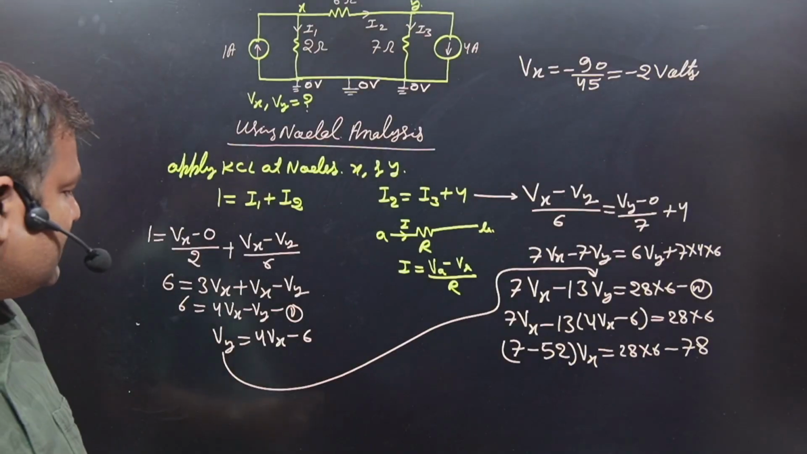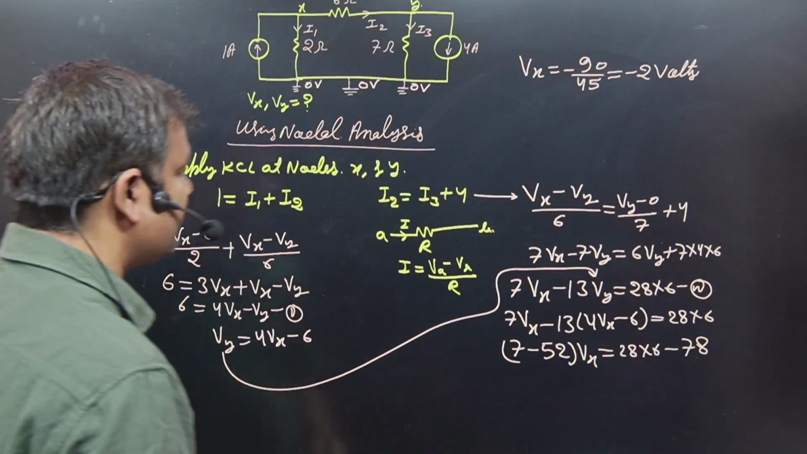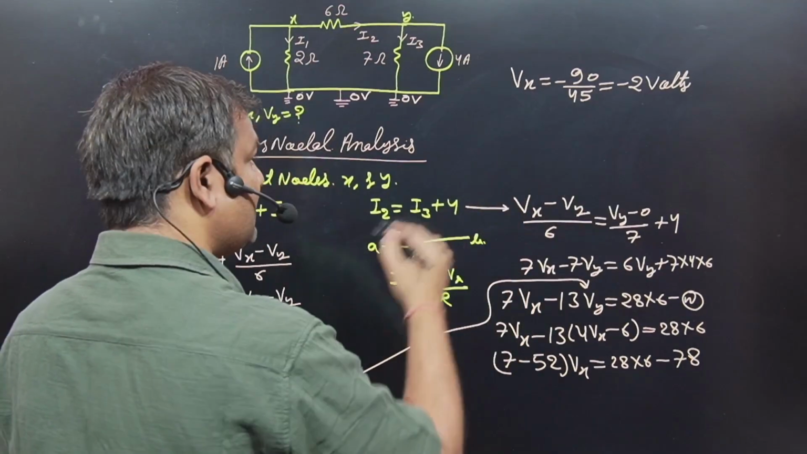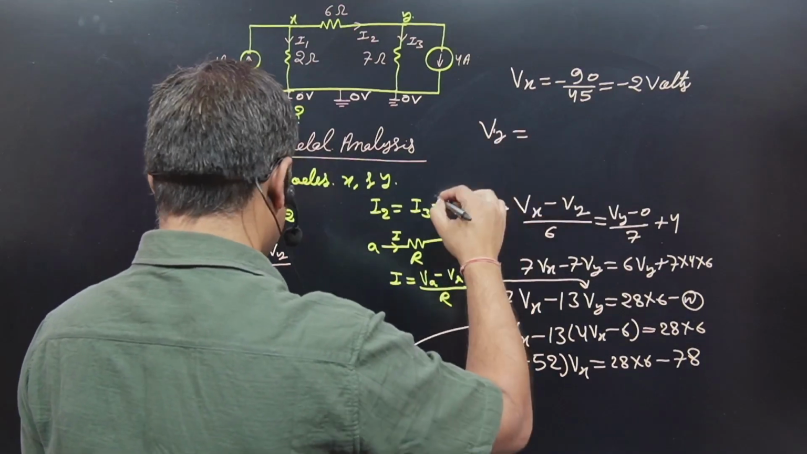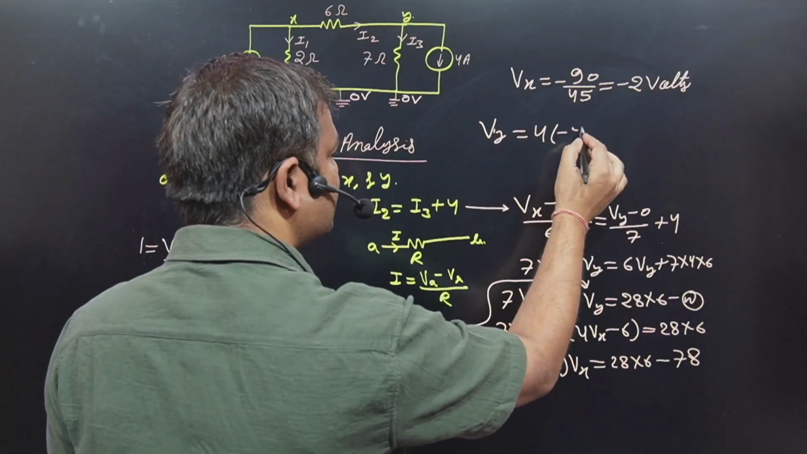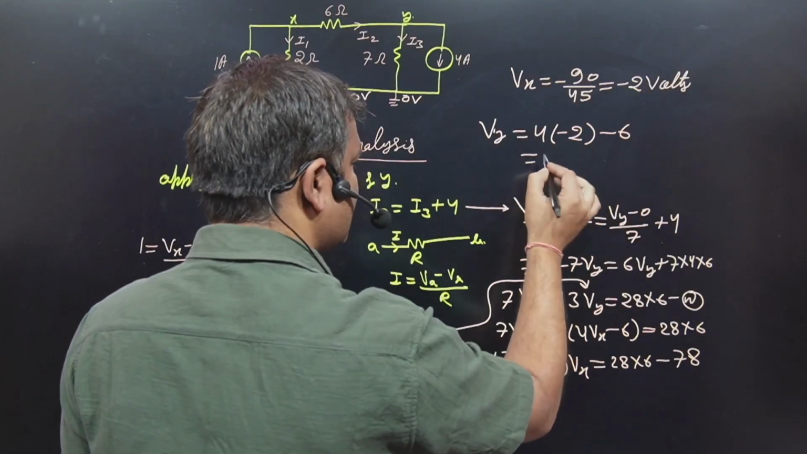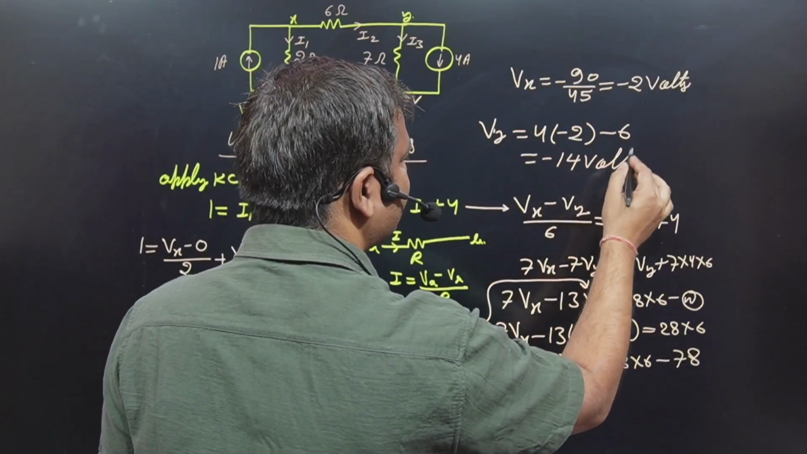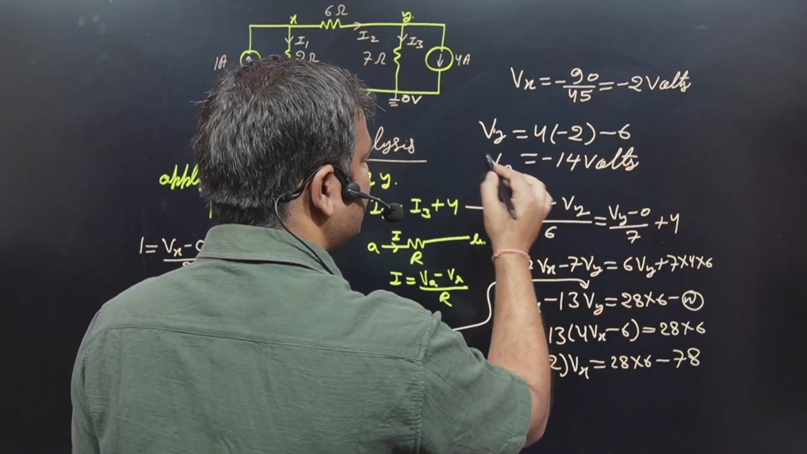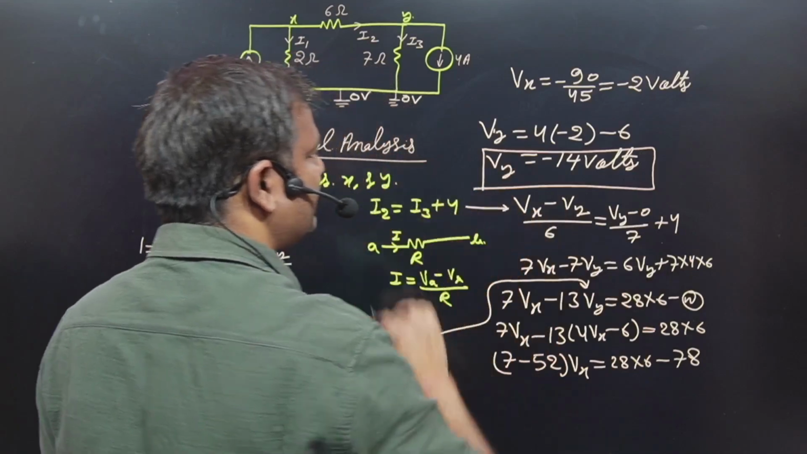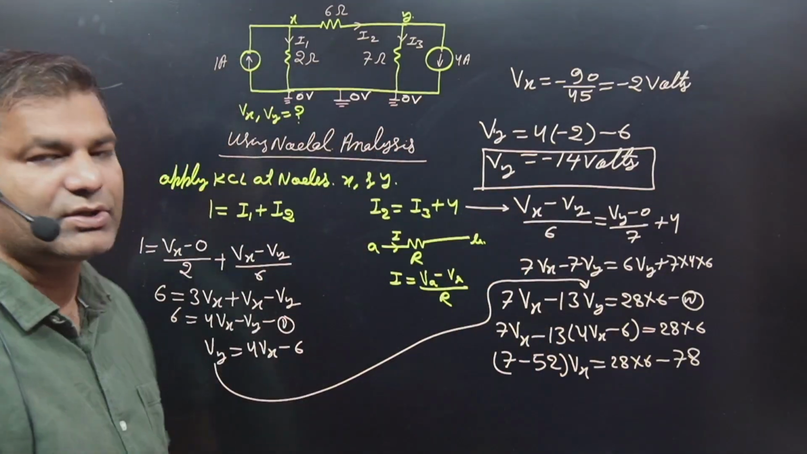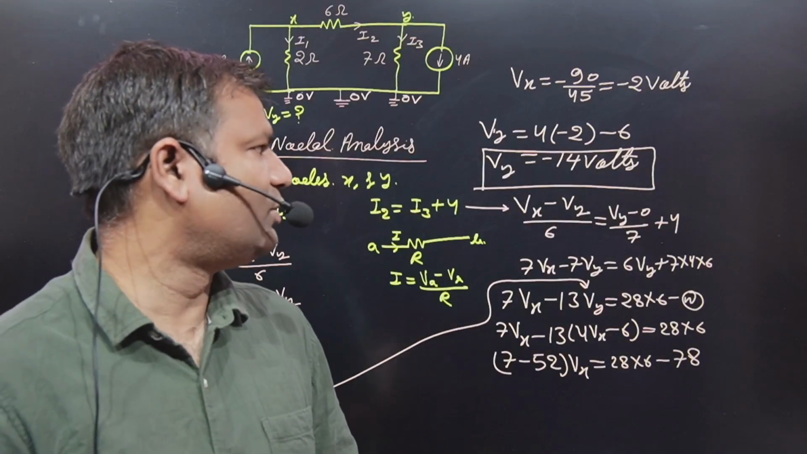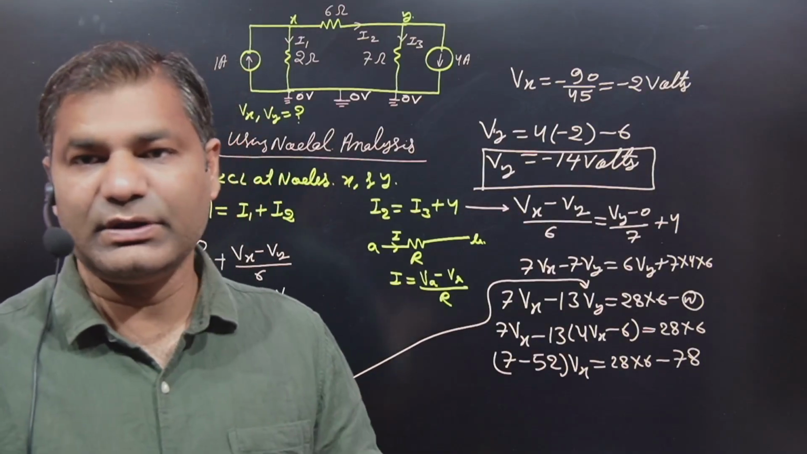After that, the next target: what about Vy? If we put that value in equation number 1, we get Vy equals 4 into Vx, which is minus 2, minus 6, so minus 14 volt. So Vy equals minus 14 volt, which is the right answer. So Vx is minus 2 volt and Vy is minus 14 volt.